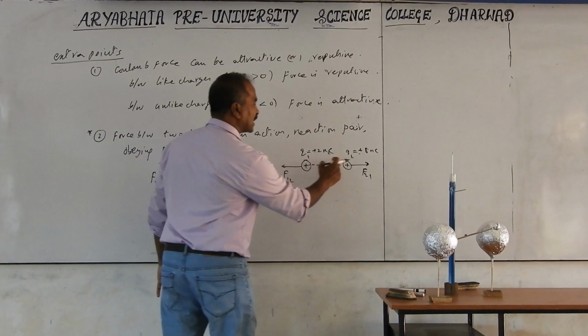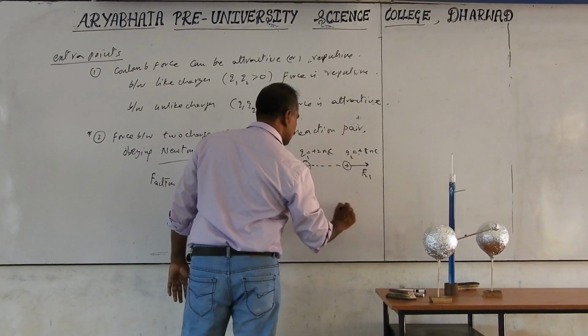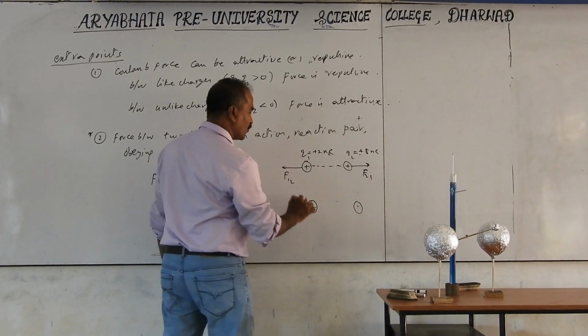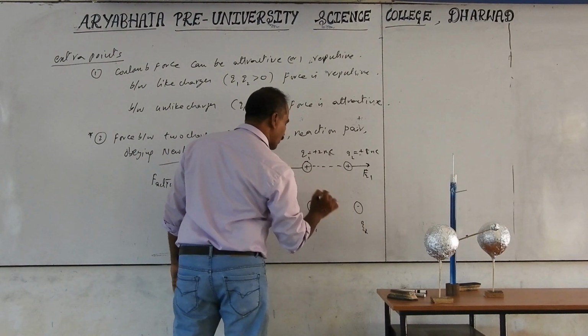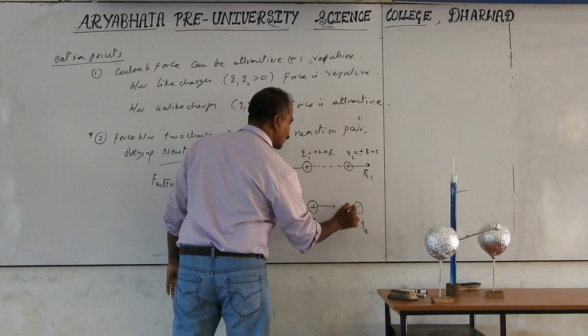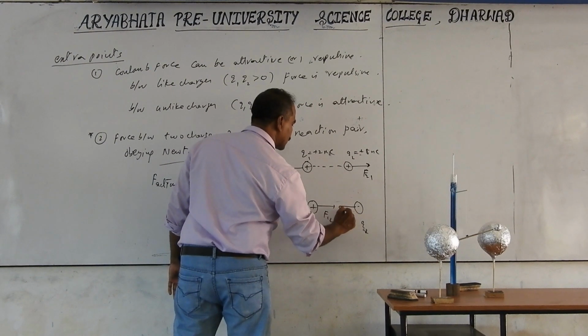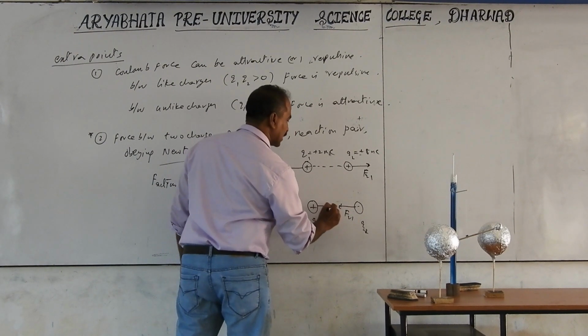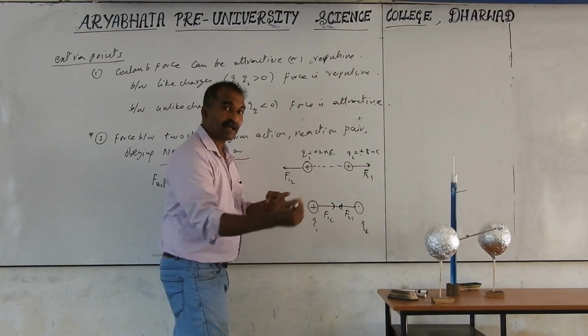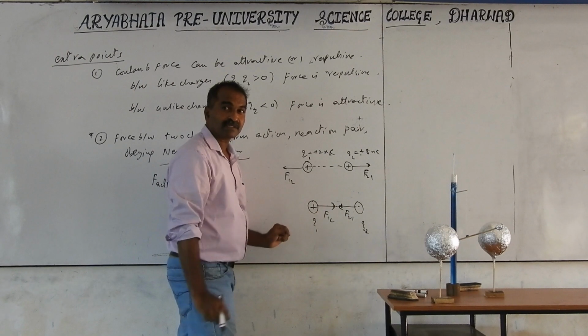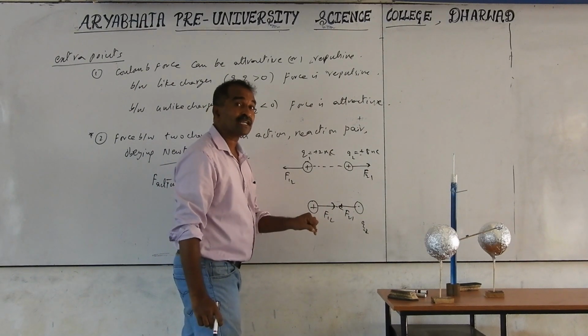What if I take one plus and the other minus? This is a plus, this is a minus. Then the force between Q1 and Q2 is attraction. Attraction means the force on Q1 is this side, and the force on Q2 is this side. This is F12, this is F21, along the line joining the two charges. Again they are opposed to each other as in the diagram. F12 is opposite to F21 but the values are the same.